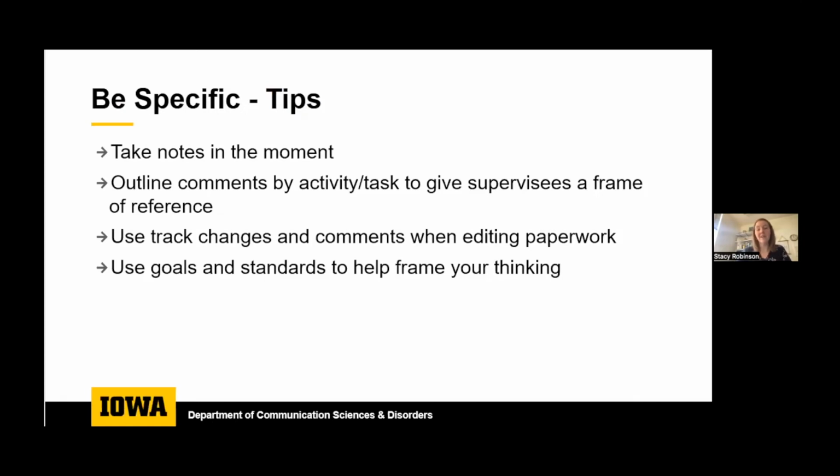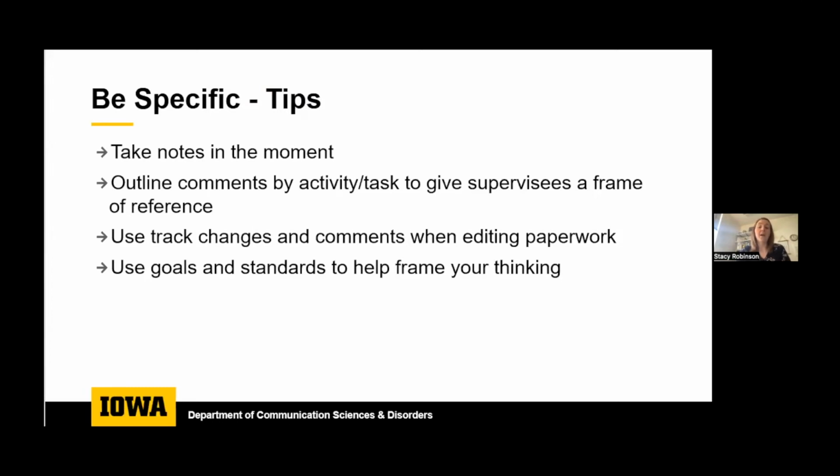In my written feedback, I also outline my comments by the activity or the task that we're doing. So I have a table in a shared document that my students can see right after their sessions. And every row is a different activity. And then I have a column for positive feedback and a column for suggestions. And that just gives them a frame of reference. That way I can say some more general things like, your prompting hierarchy was really effective here. And they know at least what activity I was talking about or what goal we were working on in the moment.